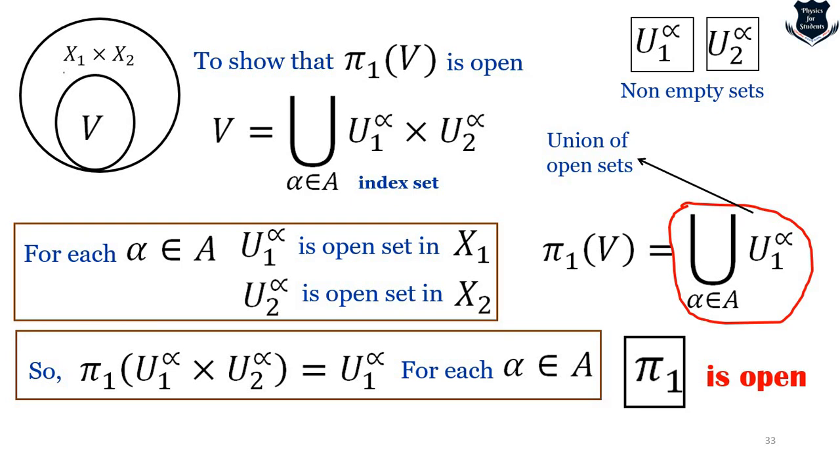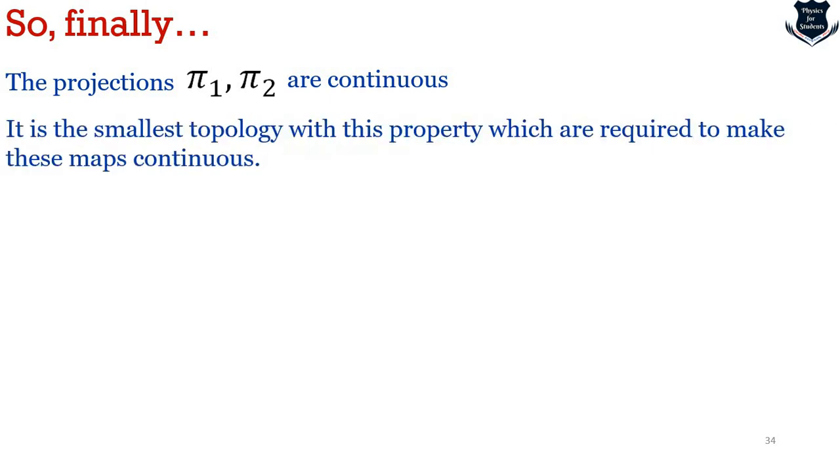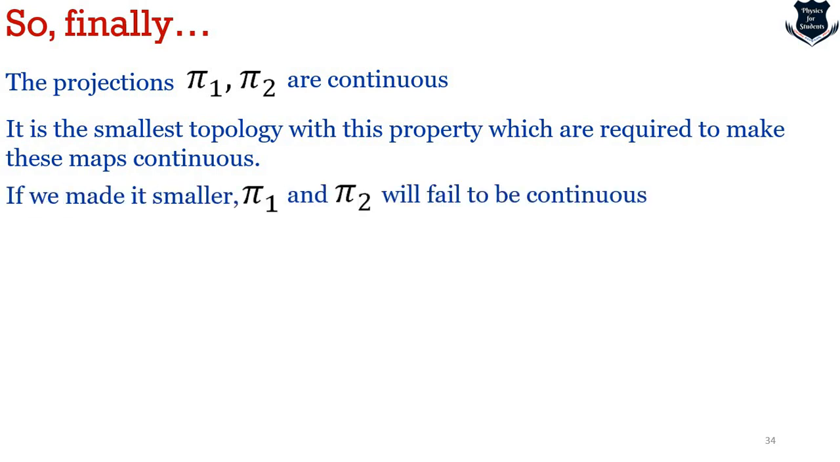So now you see the utility of product topology, right? It carries a lot of meaning, a lot of sense. So what we can say finally is that the projections pi1 and pi2 are continuous, and it is the smallest topology with this property. We threw in the barest minimum open sets, which we call x1 multiplied by x2, which are required to make these maps continuous. Also if we made it further smaller, pi1 and pi2 would have failed.